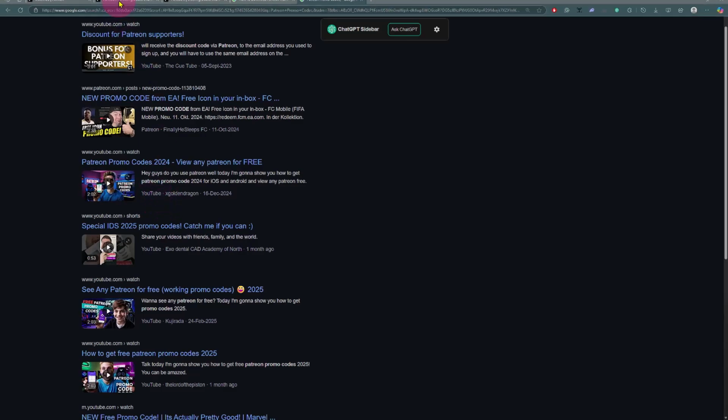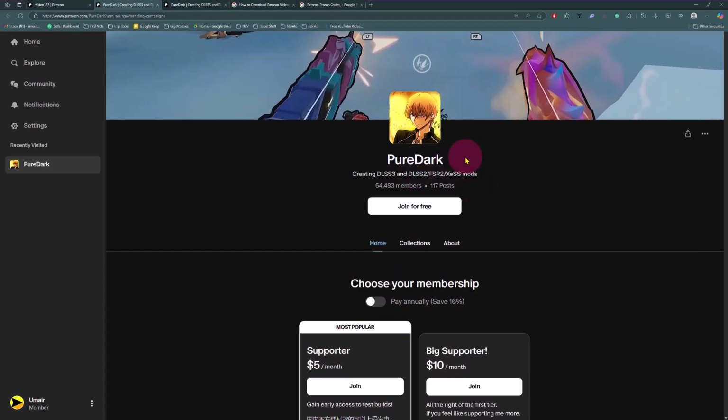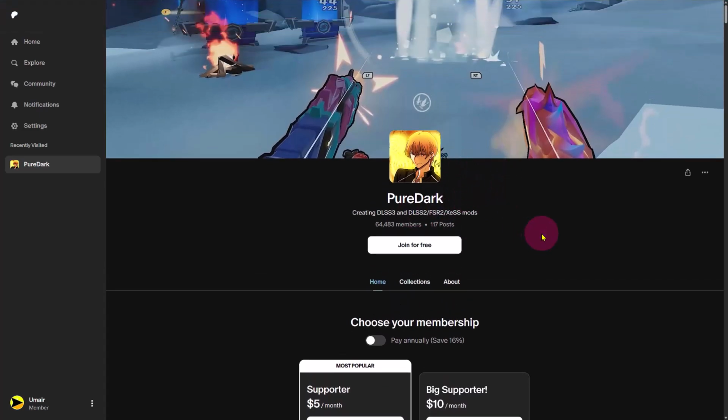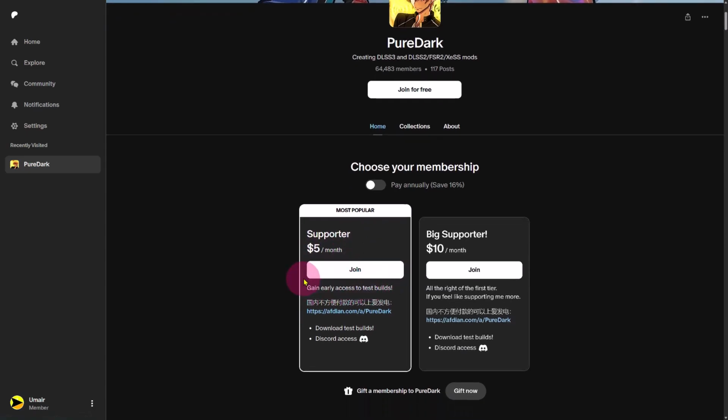Of course, Patreon is a paid platform, and to access the content that the creator is posting, you are going to need to pay for a plan. You can see we have supporter at $5 a month, then we have big supporter at $10 a month. So these tiers are basically customizable by the creator.